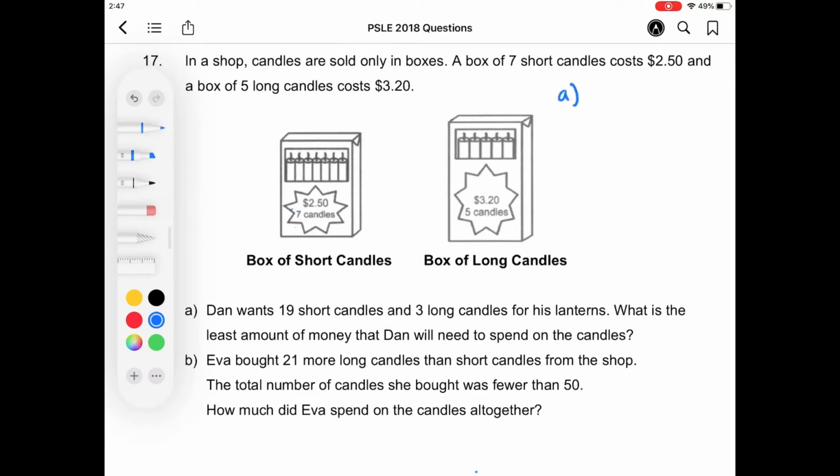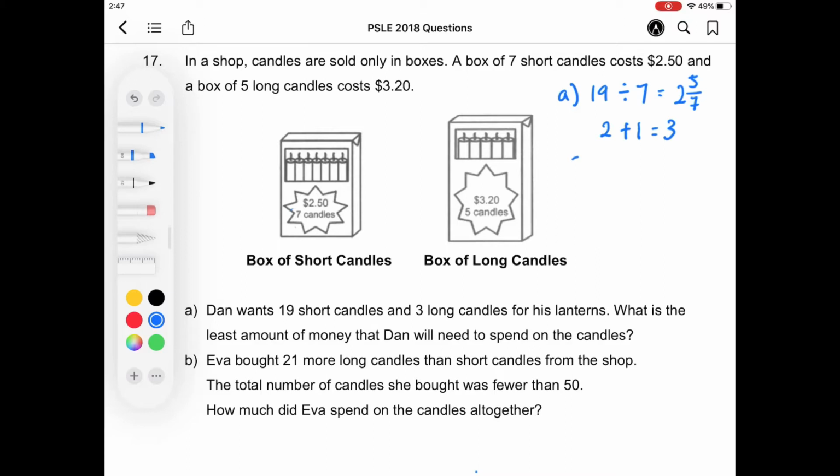So for the short candles, if you take 19 divided by 7, because there are 7 short candles in a box, you actually get 2 and 5 over 7, which means that he needs 3 boxes for the short candles. As for the long candles, since he just needs 3 long candles, he just needs 1 box. So altogether, this is how much he has to pay for the candles that he wanted.